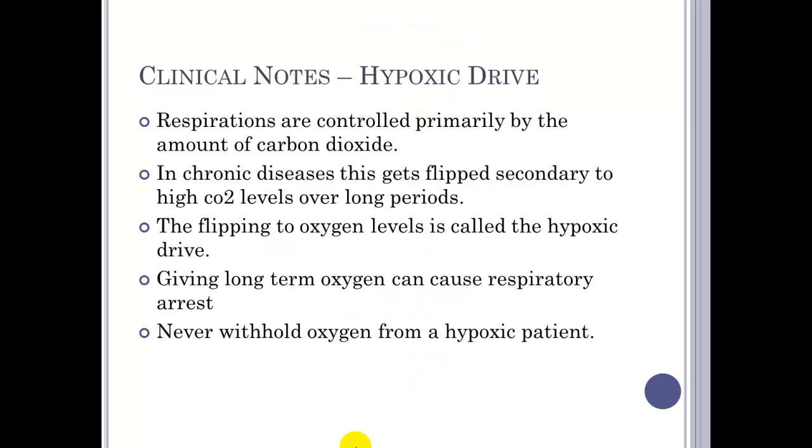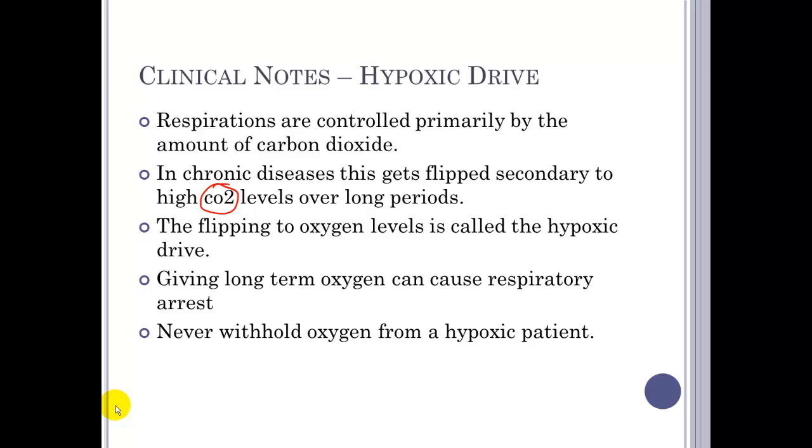Clinical notes: hypoxic drive. Respirations are controlled primarily by the amount of carbon dioxide. In chronic diseases, this gets flipped secondary to high CO2 levels. So if you have continuously high CO2 levels, you won't be able to trust CO2, so your body switches to something called a hypoxic drive. Flipping to oxygen levels is called the hypoxic drive.